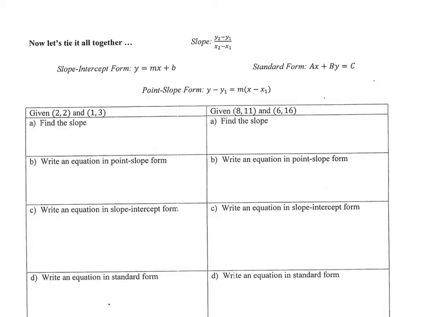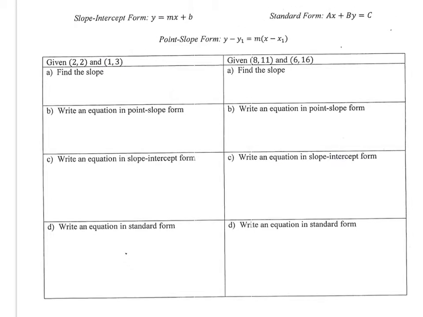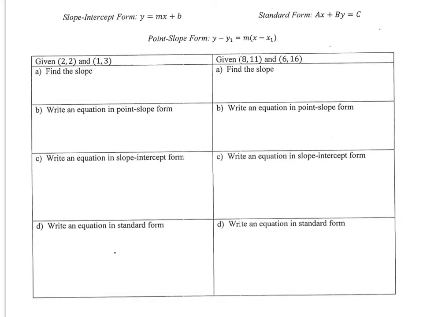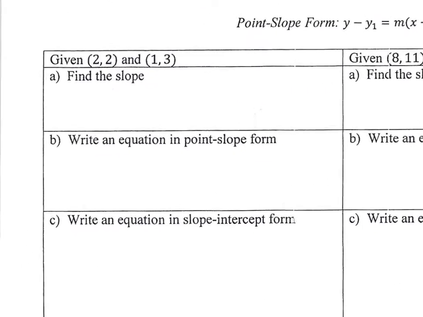So looking at all 3 forms together, you should be able to go back and forth among the 3. If I'm given 2 points and I have to write in standard form at the very bottom, this is the step-by-step process that you do. So first you find the slope.